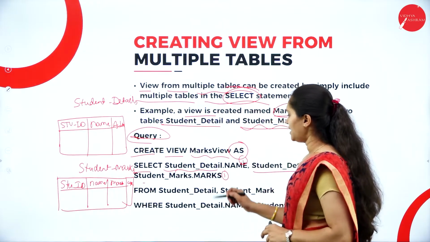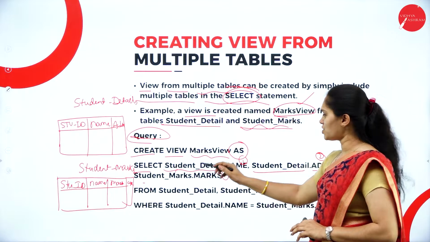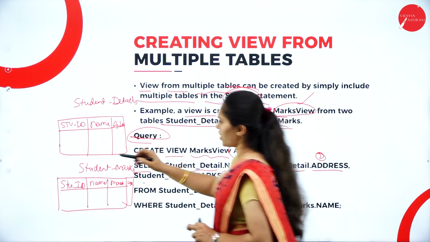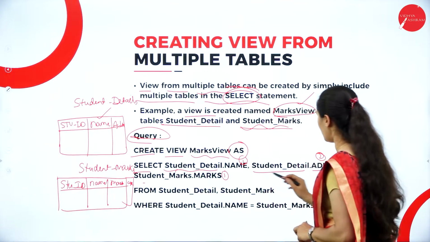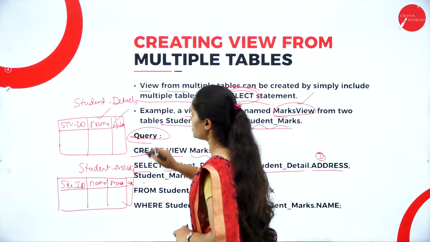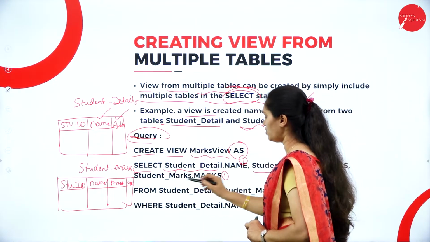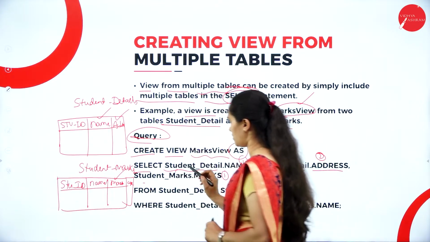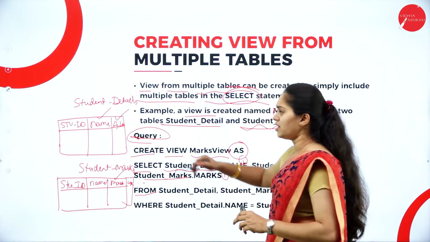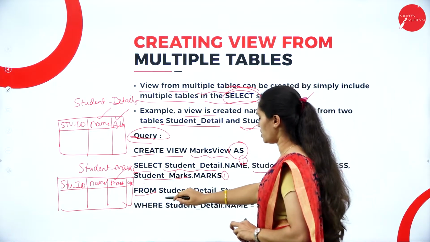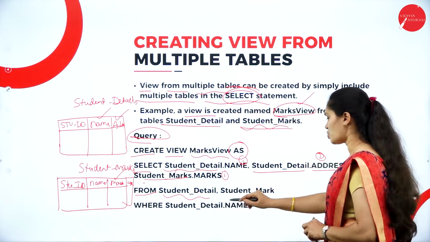So by integrating the values, I am going to take the column name from the student details and I will be taking address from the student details, and I want to fetch only the marks column from the student marks table, right? So from which tables? By combining these two tables, that is student detail comma student marks.